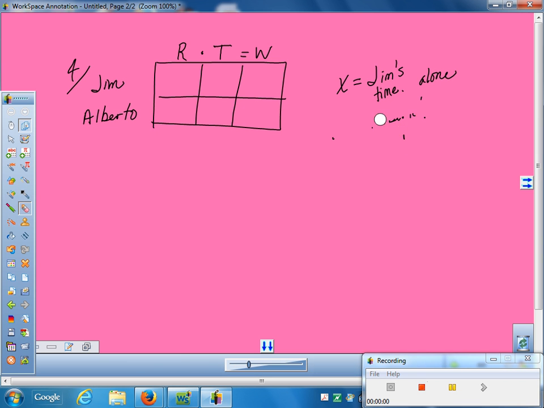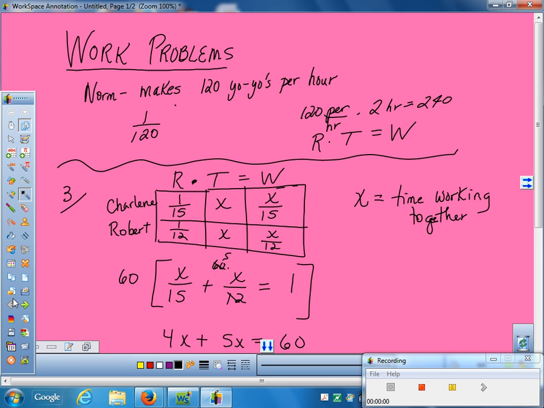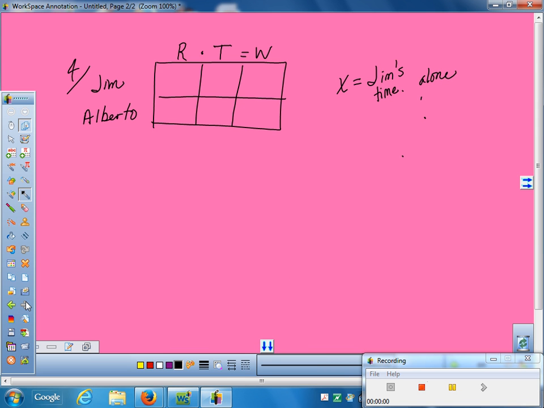Okay. Think about how we got the rate back there on the last one. Why was Charlene's rate 1/15? Because she took 15 minutes to do it, so her rate was 1/15. Okay, so if Jim takes X amount of time to do the job, what's his rate? He's 1/X. Okay, so that's his rate.